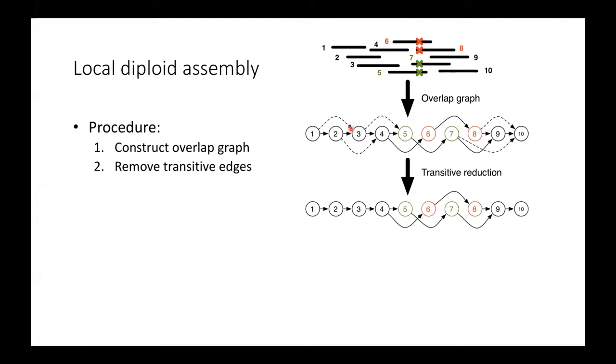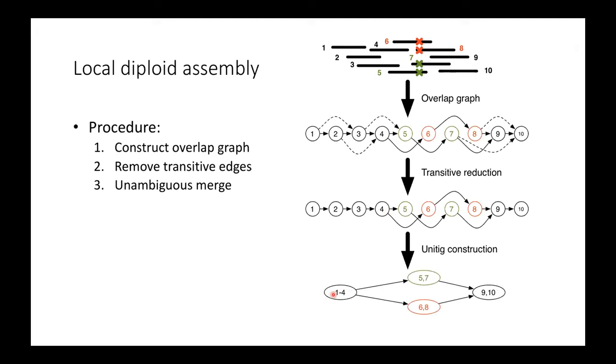And so you can get rid of them. This step is called the transitive reduction. You can get rid of these, and this graph becomes simpler. Also you see that 1, 2, 3, 4 actually you can merge them. You can unambiguously merge all these nodes together.